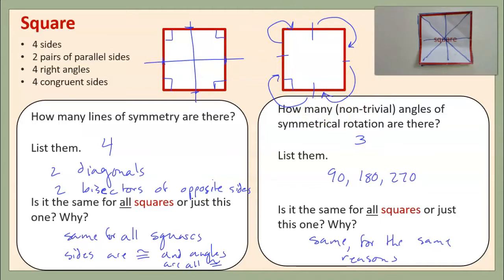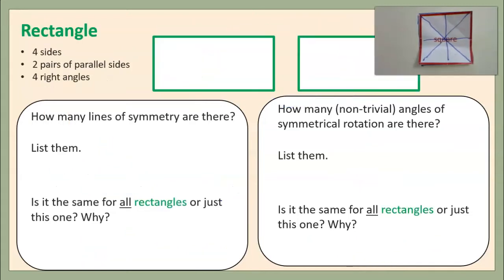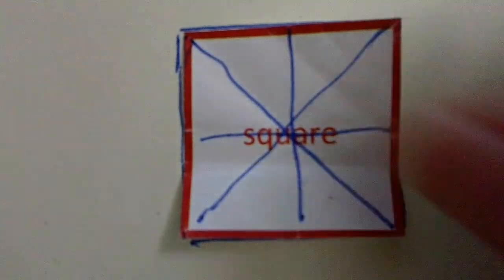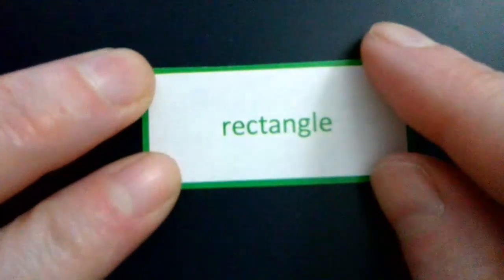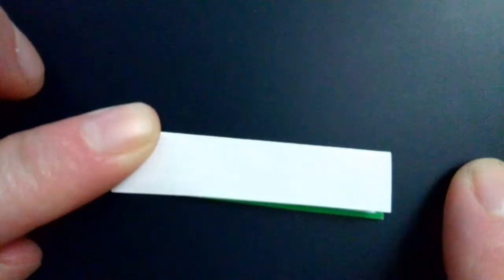All right, now that we reviewed how to do this, let's take a quick look at a rectangle. Let's see if we can figure out the lines of symmetry for a rectangle. So we need a rectangle. We're going to attempt to fold this in half this way. Looks like it matches. And maybe we'll attempt to fold it in half the other way.